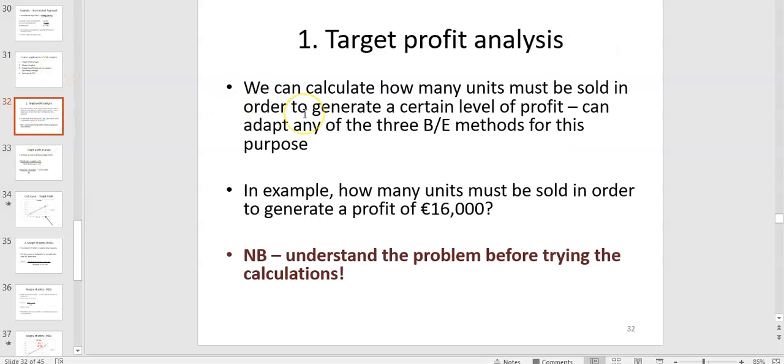So for the target profit analysis, we can calculate how many units must be sold to generate a certain level of profit.